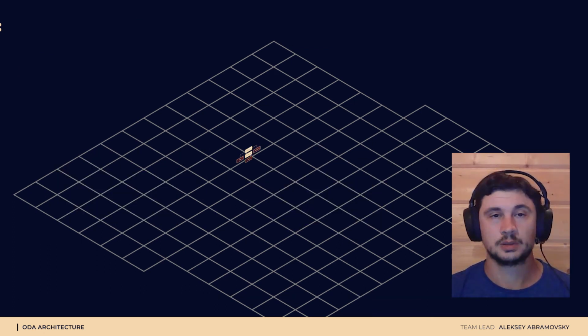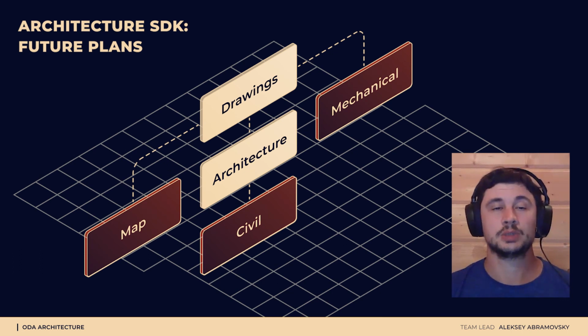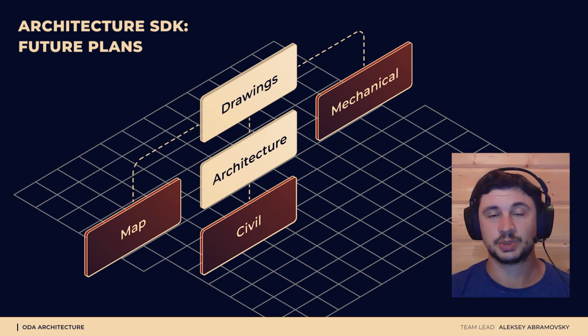Future plans. On the Architecture project, we plan to continue project maintenance at the same pace. We aim to improve overall quality and stability of the product. We will be adding new features and support new DWG format versions.